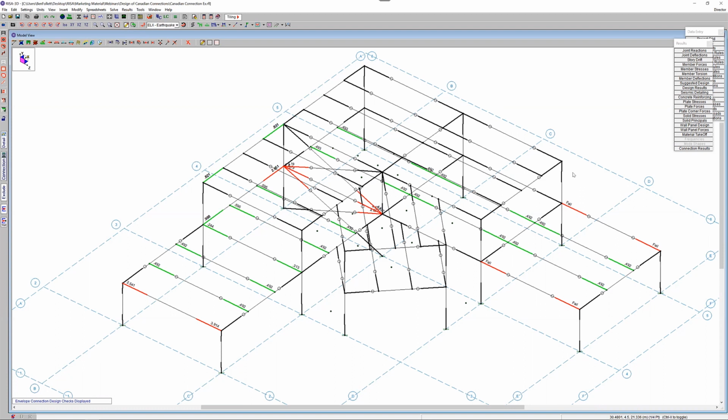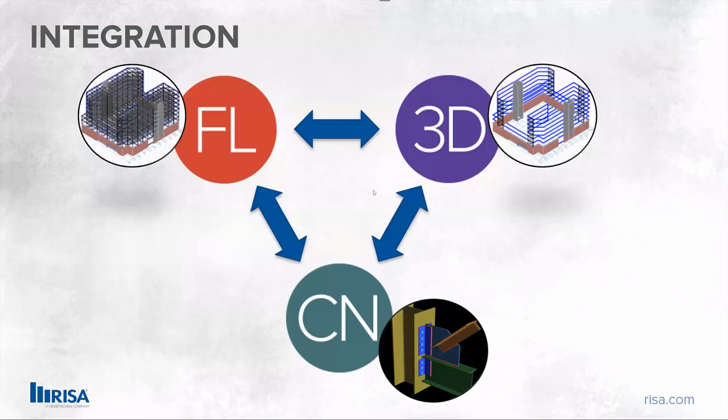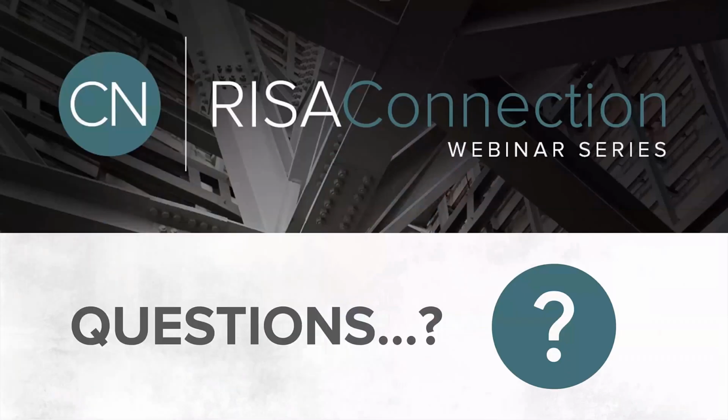And you can do the same thing. We could send this information for the gravity members. If we were just doing our gravity members in RISA Floor, that information can go back into RISA Floor as well. And that's really the entirety of what I wanted to go through today.